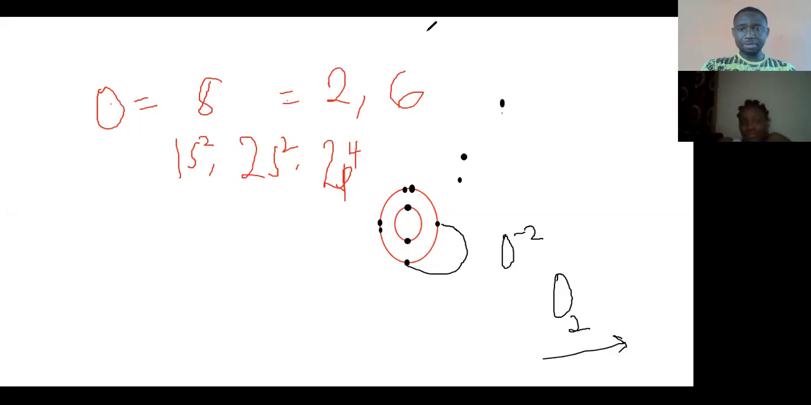Now, I want to ask you, what is a catalyst? A catalyst, I think it helps the reaction. Helps the reaction in what sense?